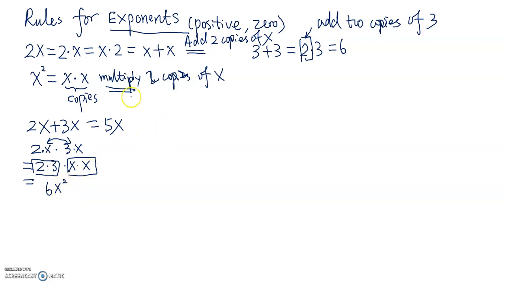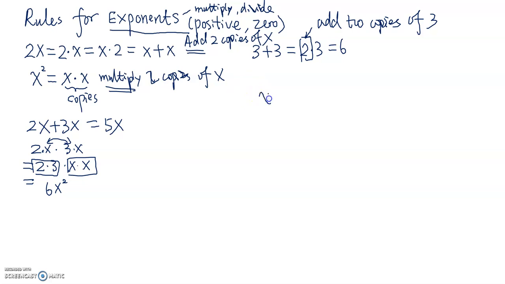Now we are going to look at 5 rules for exponents. And these rules are for multiplication and division. So in this section, we're not going to talk about addition or subtraction. Multiply and divide.